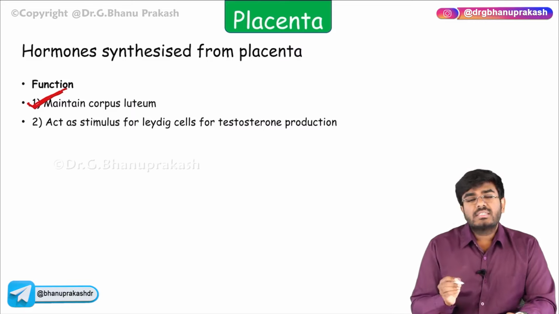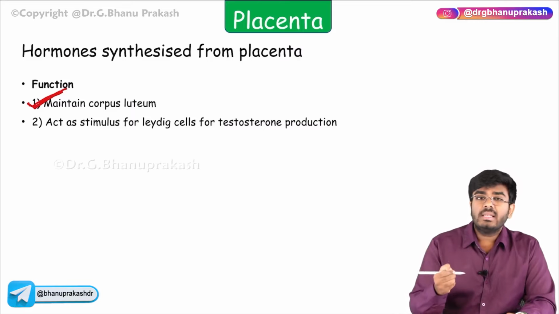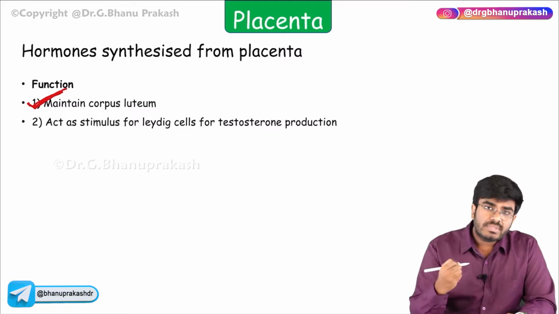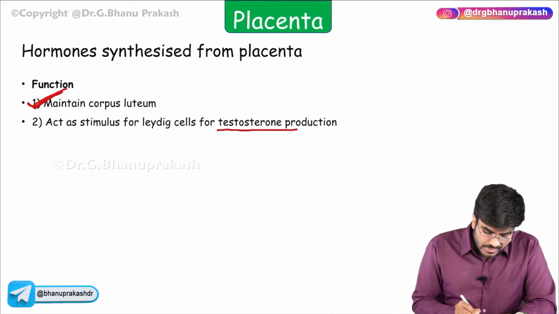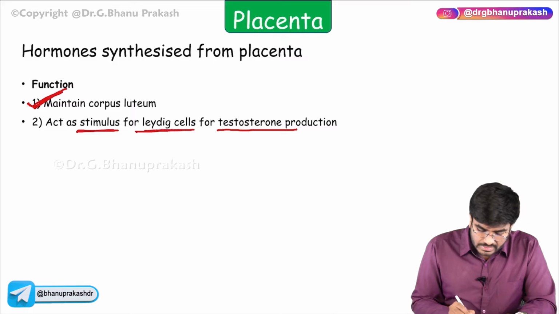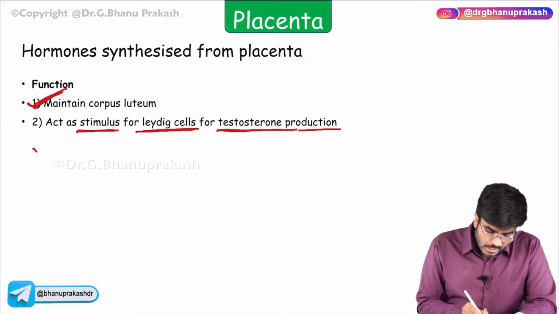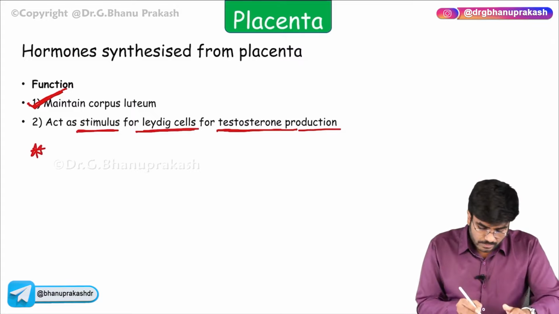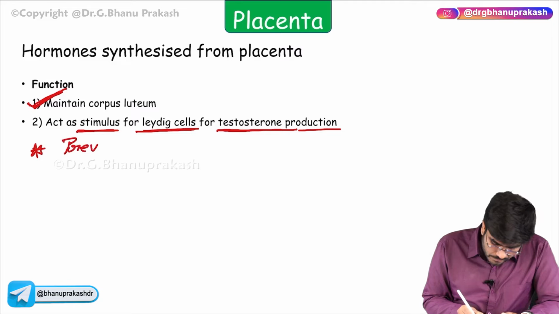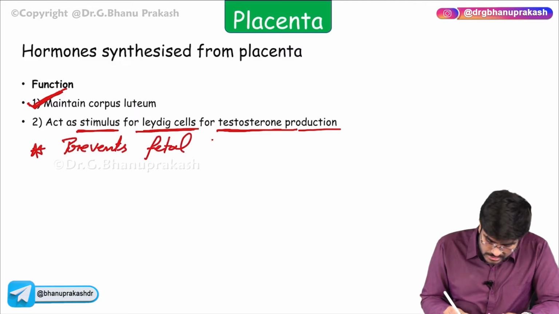And this beta HCG acts on the fetal testis and helps in the secretion of testosterone. Okay, so beta HCG acts as a stimulus for the Leydig cells to produce the testosterone, and this beta HCG also prevents the rejection of the fetus, prevents fetal rejection.